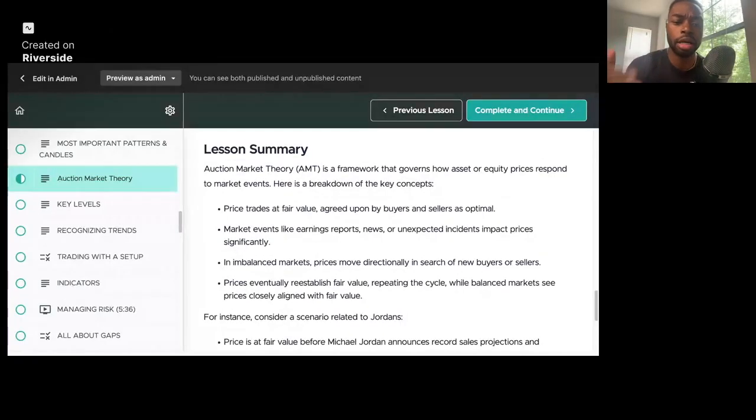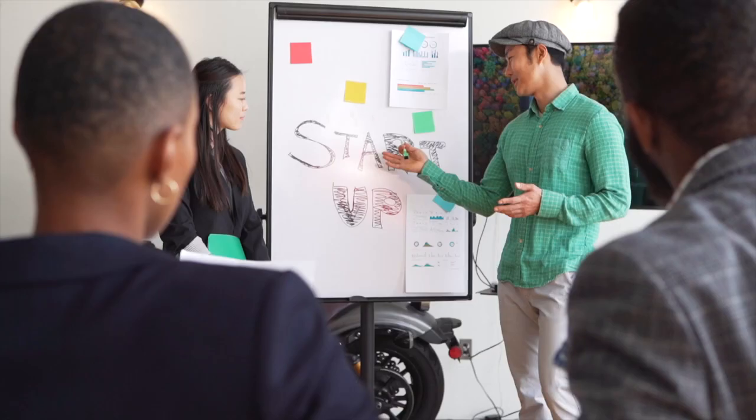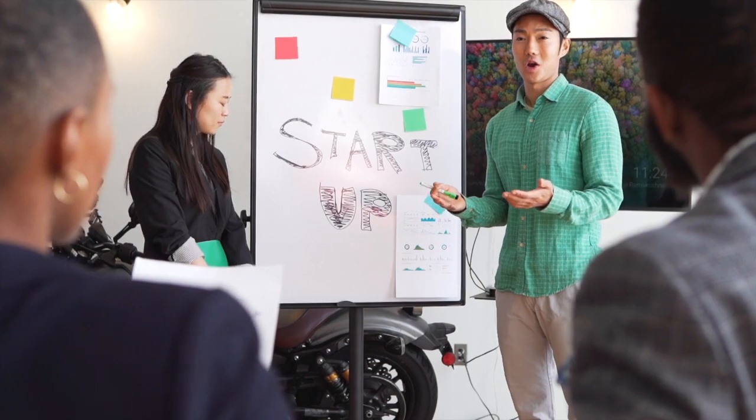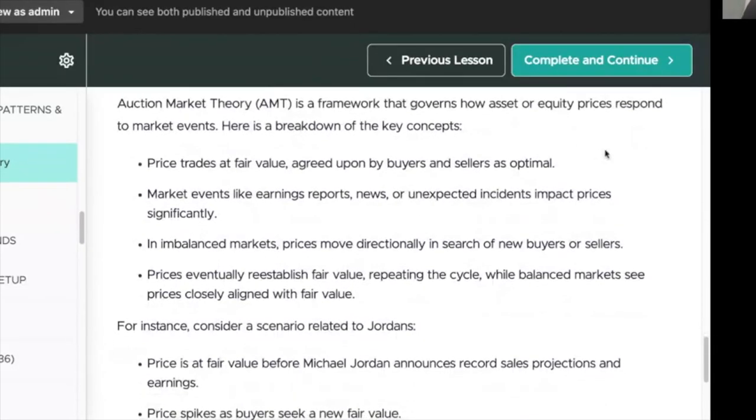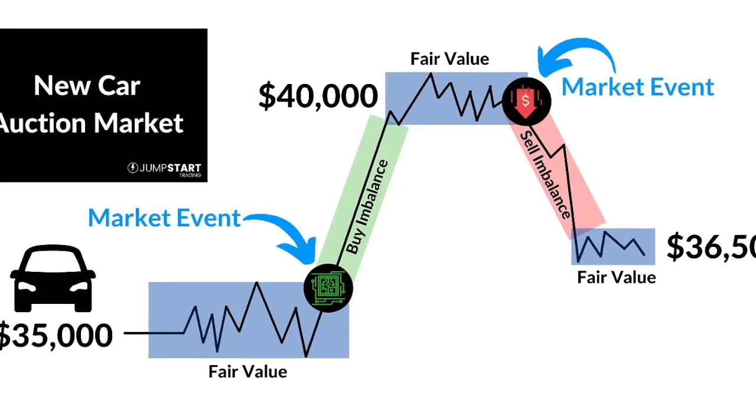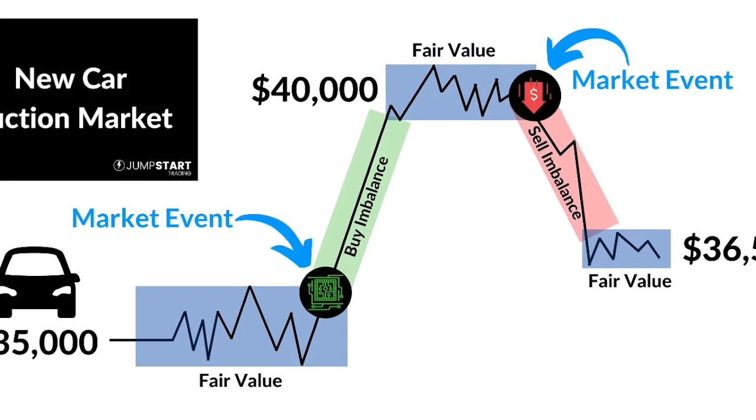Lesson summary: auction market theory is a framework that governs how asset or equity prices respond to market events. Here's a breakdown of the key concepts. Price trades at fair value, agreed upon by buyers and sellers as optimal. Market events like earnings reports, news, or unexpected incidents impact prices significantly. In imbalanced markets, price moves directionally in search of new buyers or sellers.